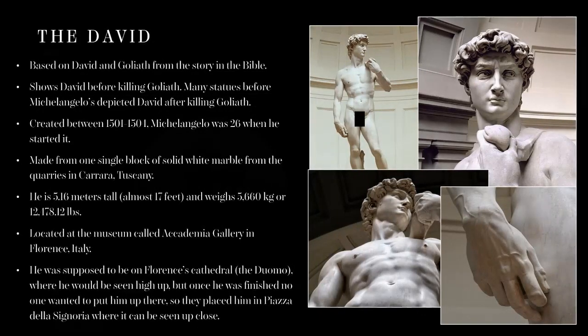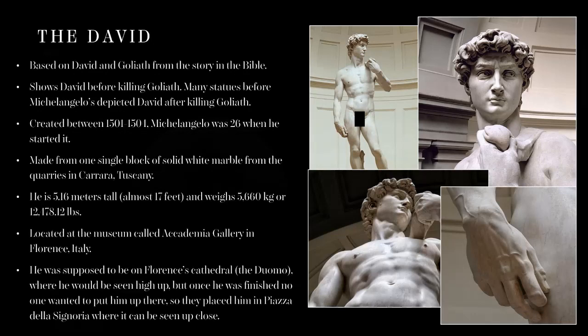Finally, we have the David. This famous sculpture was based on David from the story of David and Goliath in the Bible. This shows David before having killed Goliath. Many statues before Michelangelo's often depict David after killing Goliath, standing on top of Goliath's severed head in an act of victory. This piece was created in 1501 through 1504, and Michelangelo was only 26 when he started it.